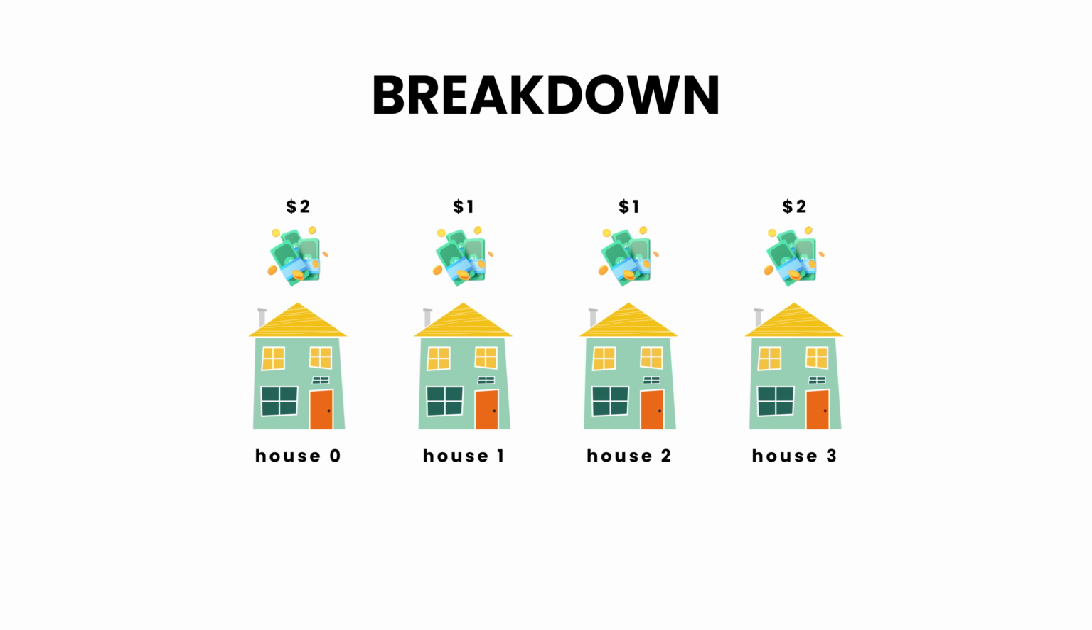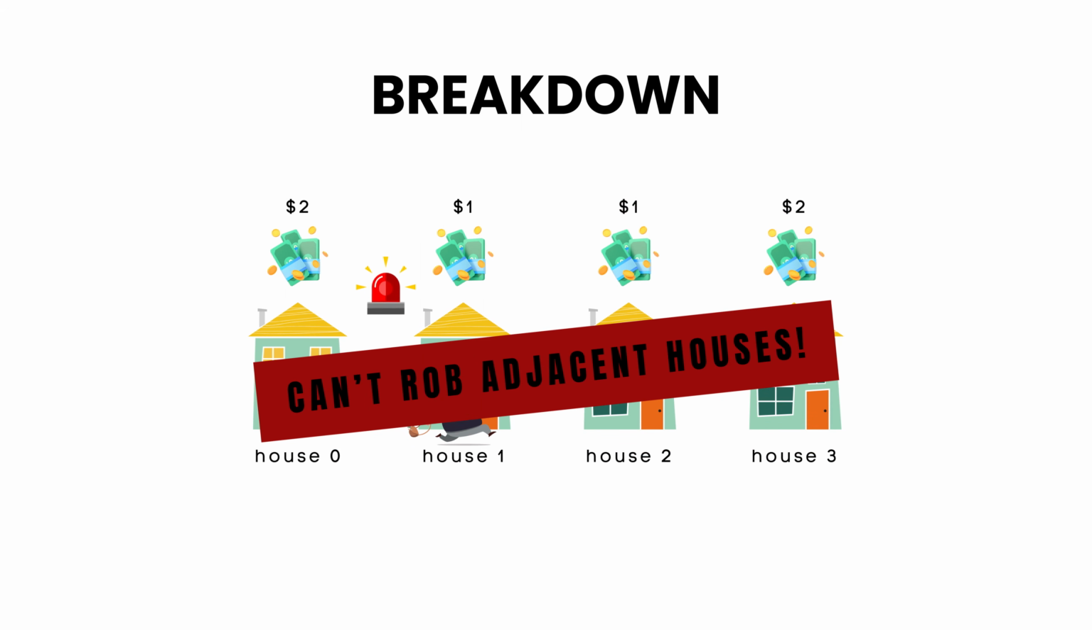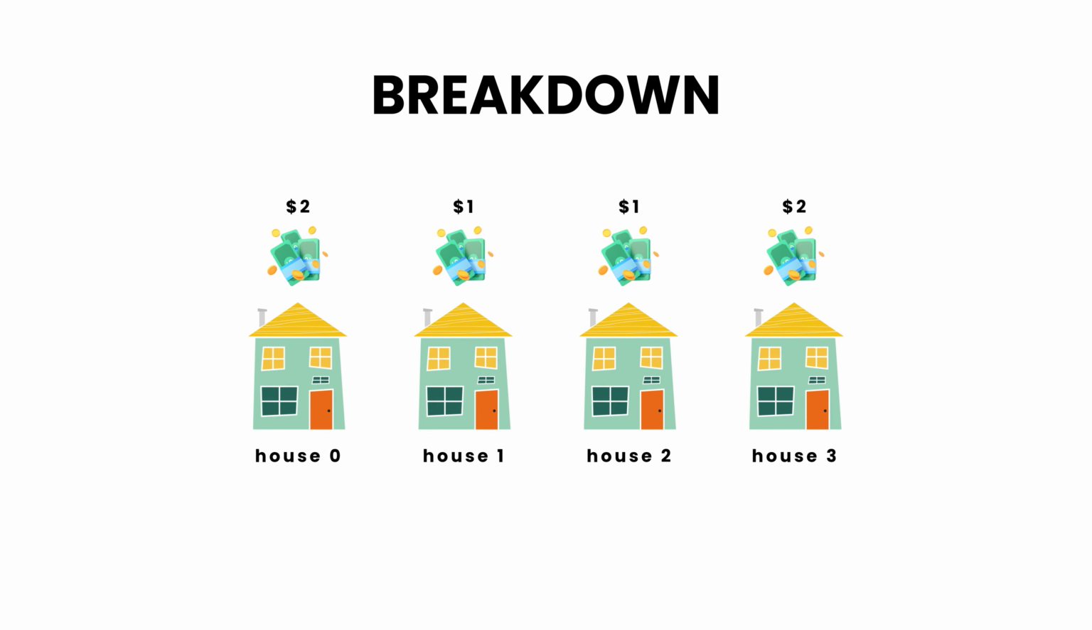You're given a row of houses, each with a certain amount of money. If you rob two adjacent houses, the alarm goes off. The challenge: find the maximum amount of money you can rob tonight without robbing two directly next to each other. For example, given nums equals 2, 1, 1, 2, what's the maximum you can take?